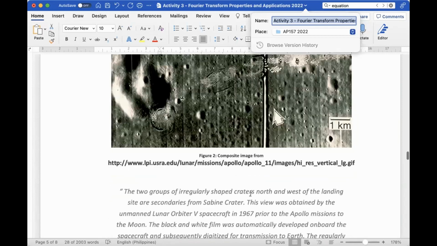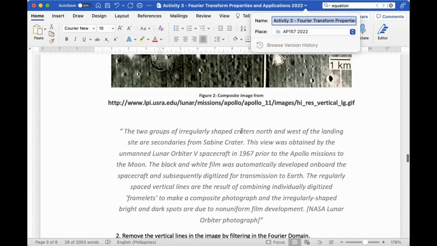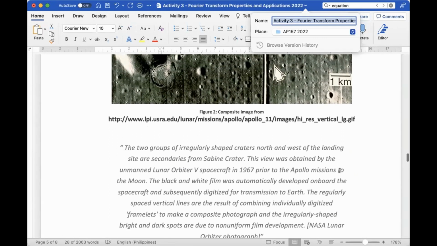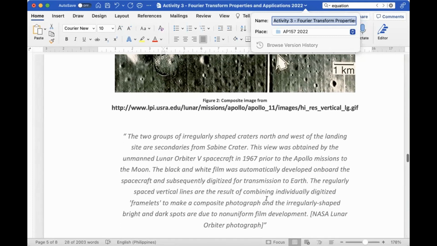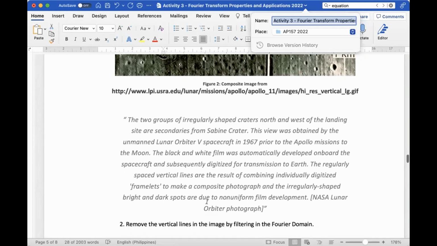Right. The 2 groups of irregularly shaped craters north and west of the landing site are secondaries from the Sabine crater. This view was obtained by the unmanned Lunar Orbiter B spacecraft in 1967 prior to the Apollo missions to the moon. The black and white film was automatically developed on board the spacecraft and subsequently digitized for transmission to Earth. The regularly spaced vertical lines are the results of combining individually digitized framelets to make a composite photograph, and the irregularly shaped bright and dark spots are due to the non-uniform film development.